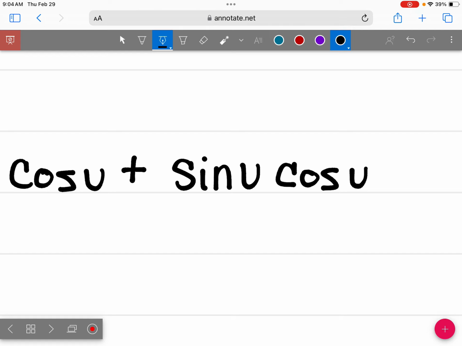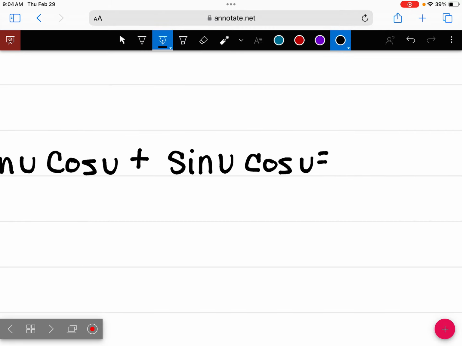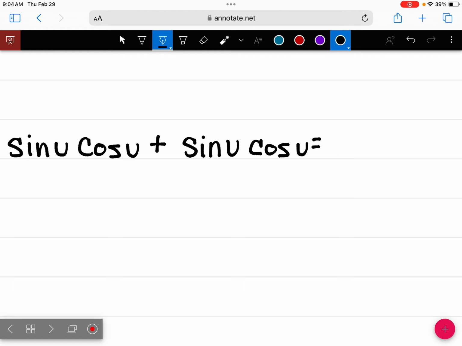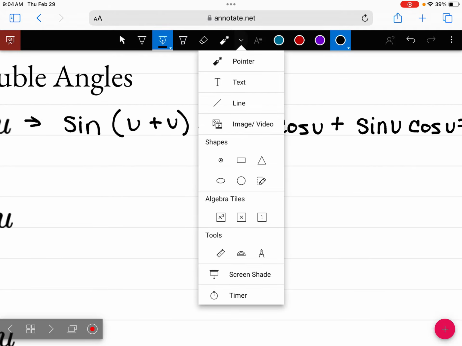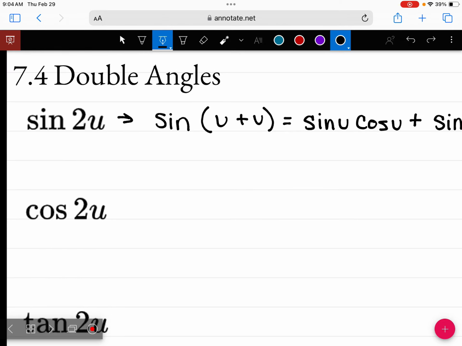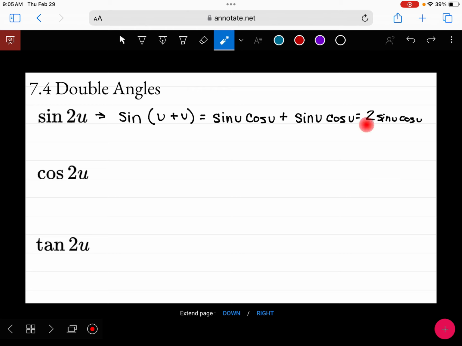Can we simplify that? Yeah. 2 sine u cosine u. So whenever we have sine of 2u, it means the exact same thing as 2 sine u cosine u.